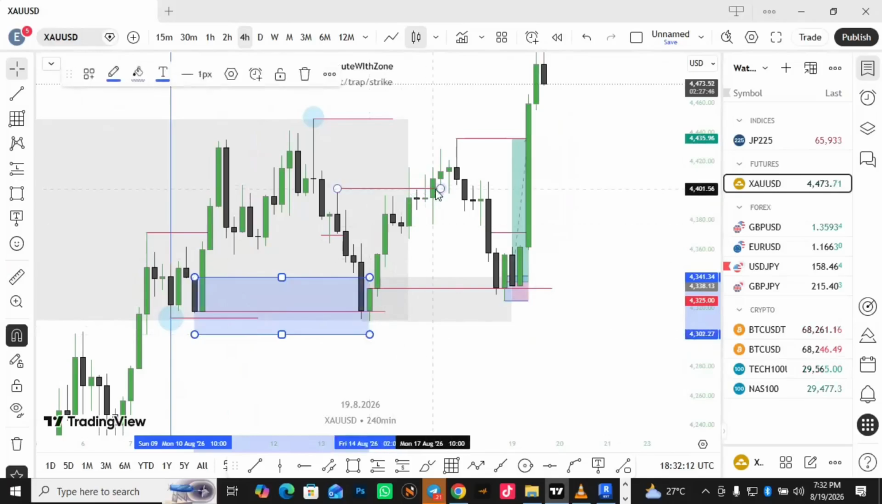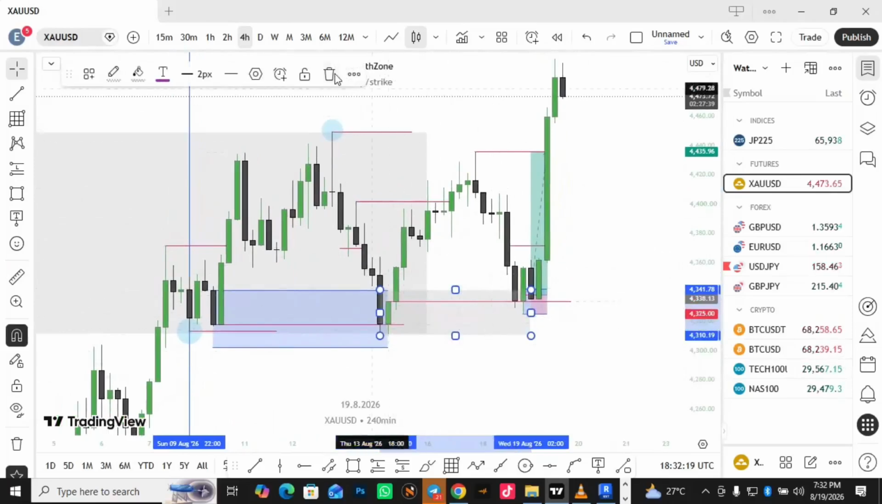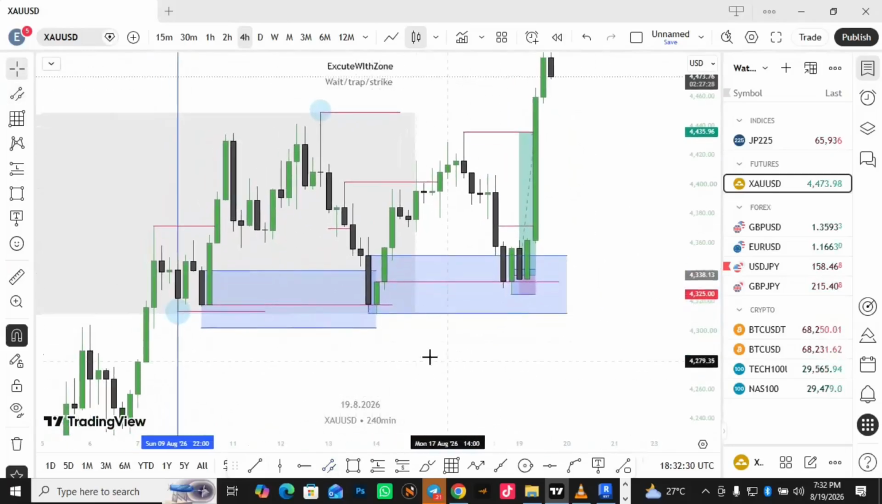So price is giving me a structure shift here now. I should look for another demand zone that can hold price, right? That's one thing I want to do. So the demand zone that can hold price here after the structure shift is this, from here to here. But this demand zone is big, right?